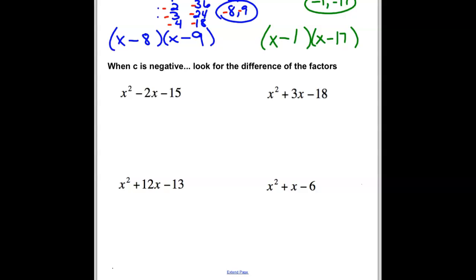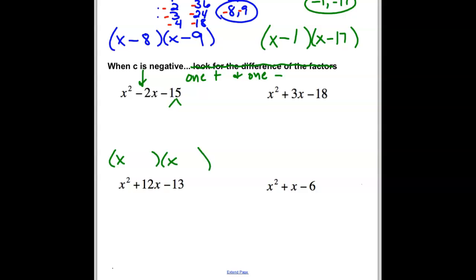Our next set of questions, notice that our C value is negative. What this really means is that we need to look for factors of 15 where we need one positive and one negative. So we're going to think of it that way. If we have one positive and one negative, then we add them up. We still are looking for them to add up to this middle number. All right, so our x squared again is x and x.